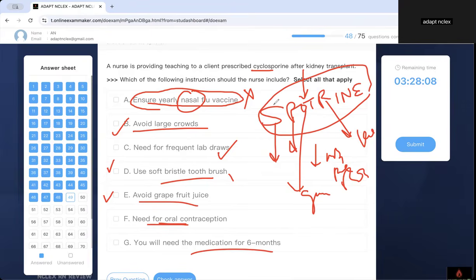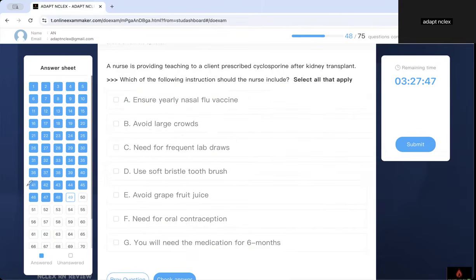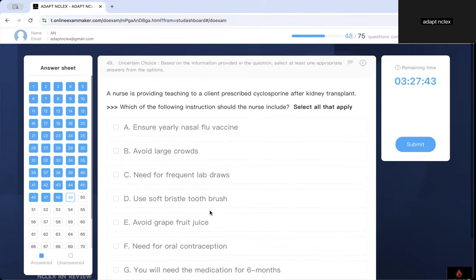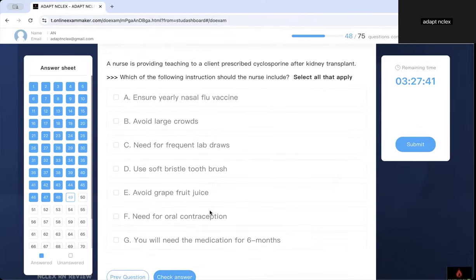So SPORTRIN: skin cancer, what is that? Pancytopenia, oral form, which is gingival hyperplasia, teratogenic, kidney function, glucose problem, neurotoxic, and of course, everything is associated. So this is something associated with cyclosporin. And what will be the answer? The answer choice said what? Which of the following instructions should the nurse include?